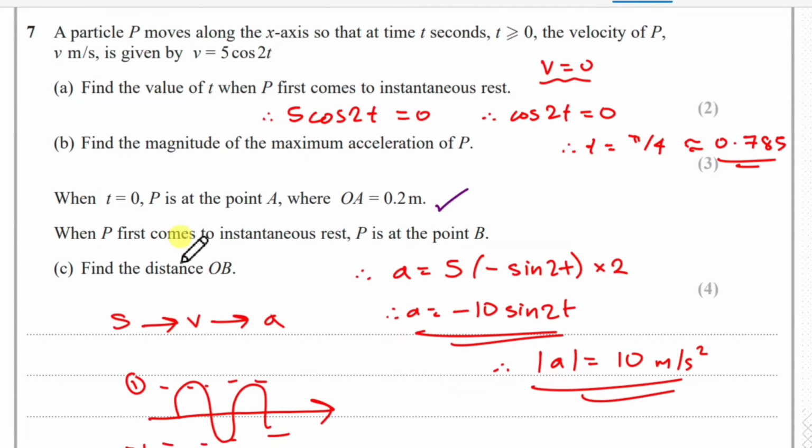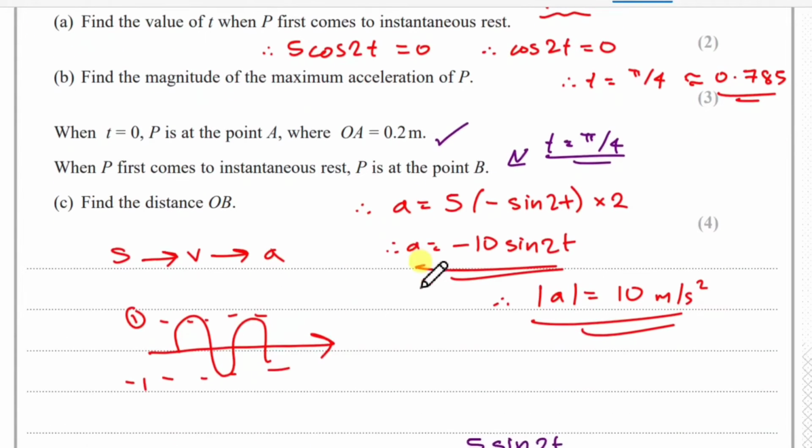It says when P first comes to instantaneous rest, so this is actually referring to part A, that's when instantaneous rest. And remember when that happened at t equals pi over 4, so let's make that note there. This is talking about when t equals pi over 4. And then that's how we know P is at the point B. It wants us to find the distance of OB.